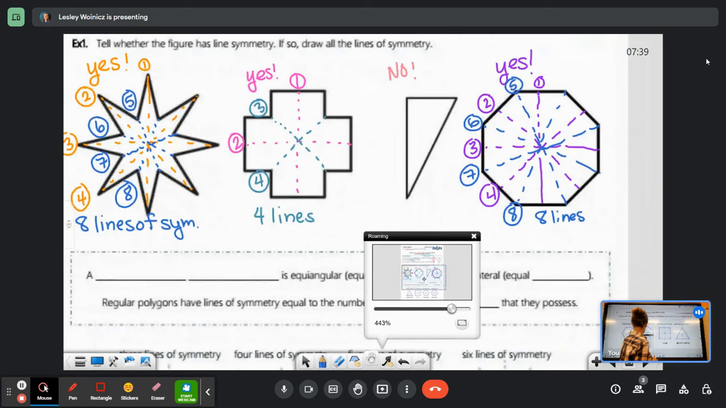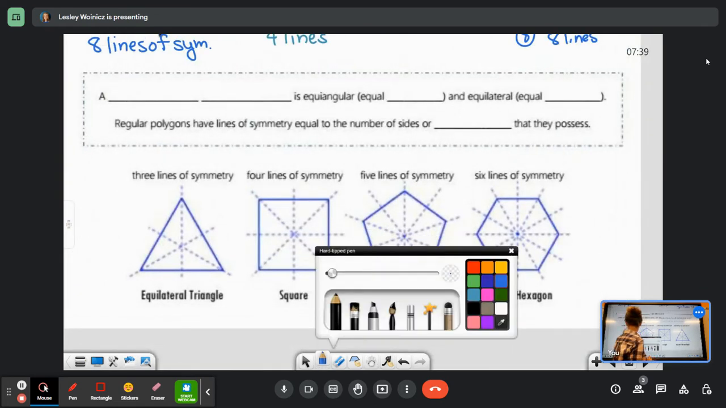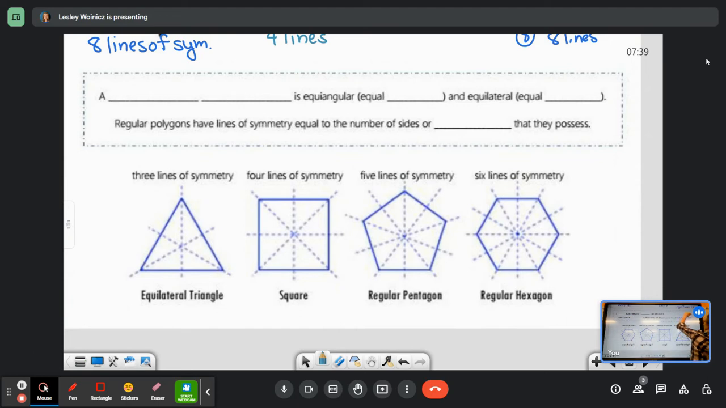So that brings us to this little bit. A regular polygon is equiangular, which if you look at it, just looks like equal angles, and that's what it is. And equilateral. You see the word equal again. And then if you think about moving laterally, that's side to side, right? Lateral is sides.